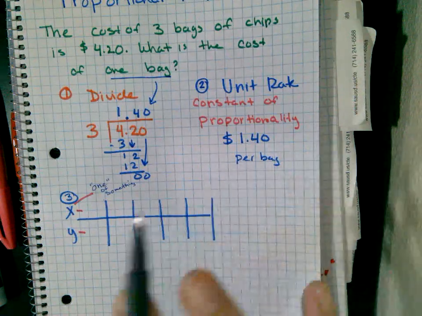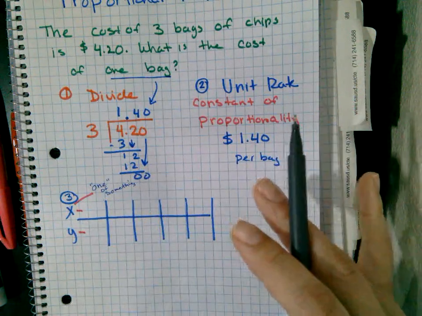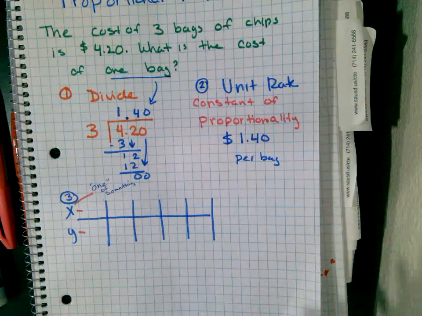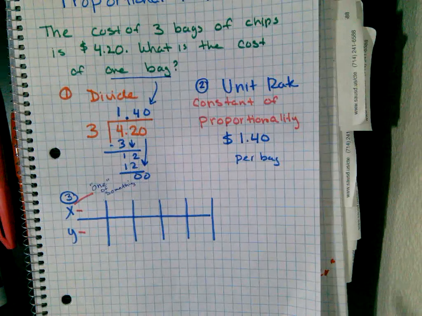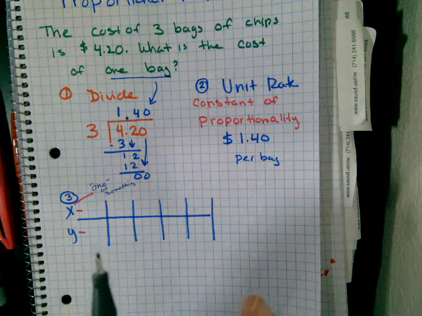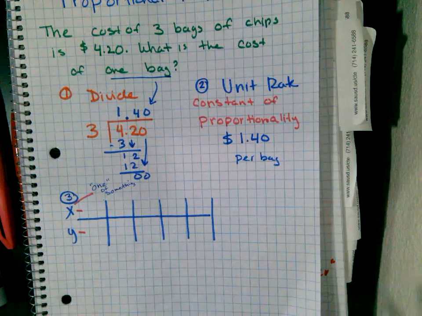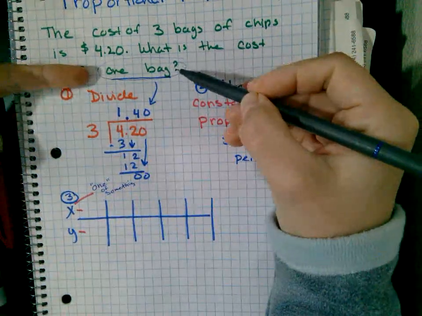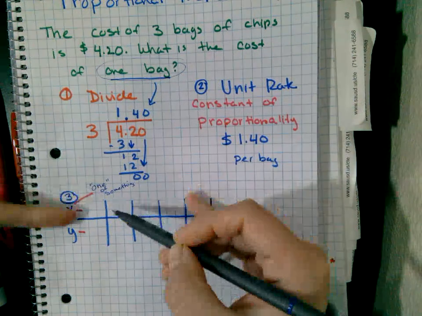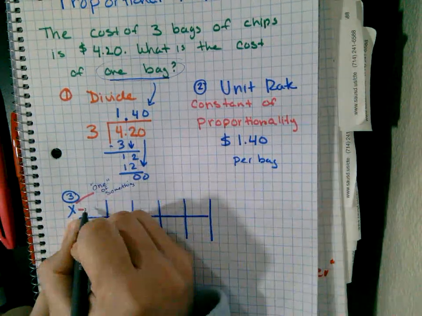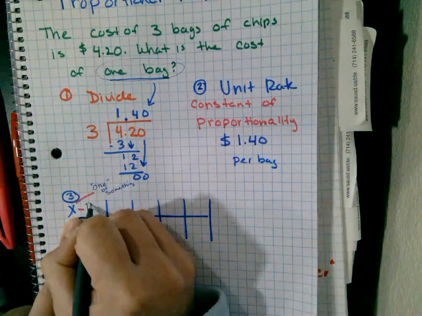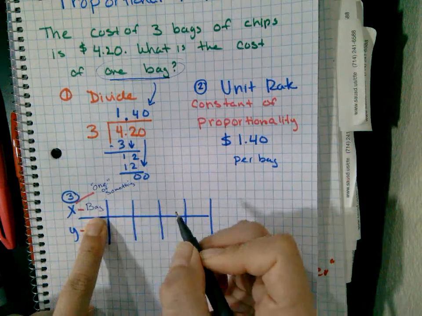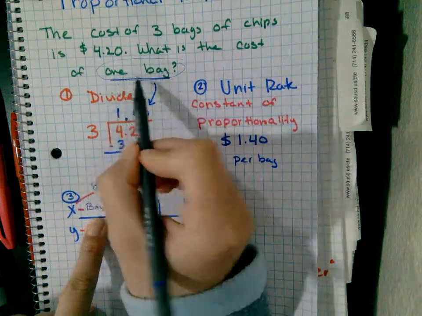Are we solving for $1 or one bag? What are we solving for? $1 or one bag? One bag. Thank you, Christian. You're solving for one bag. It's right here, right? One bag. So whatever you're solving for, one bag or $1, you're going to label that right here. One. So X represents bag because it's one of something.